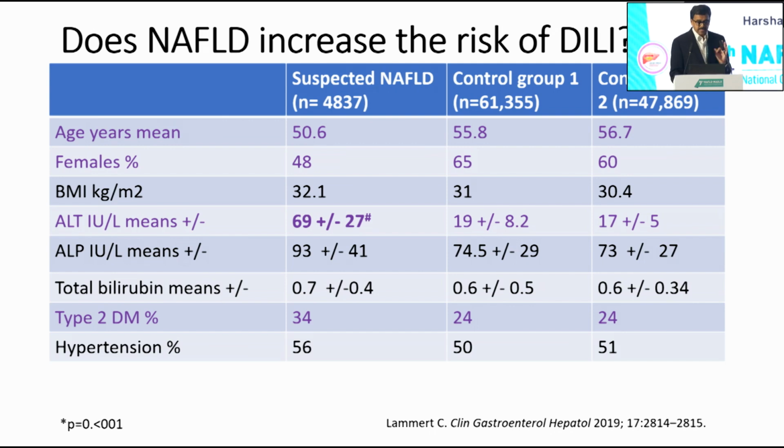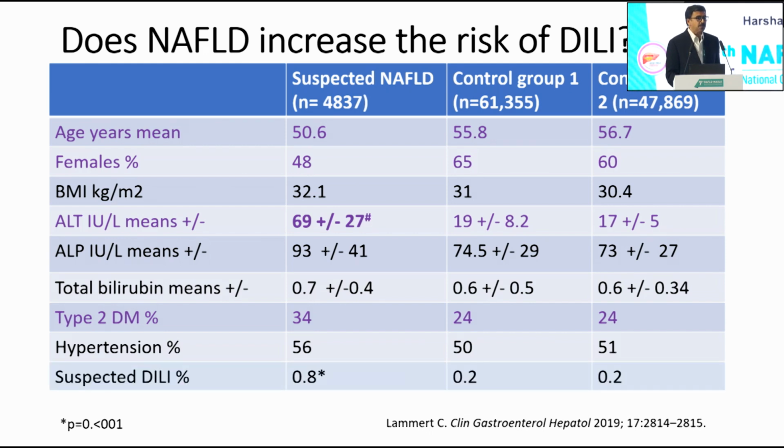Now, as I said, they had 2 groups, and you had the suspected or quasi non-alcoholic fatty liver disease. At baseline, they had an ALT of 69 compared to 19 and 17 in control 1 and control 2 groups. But importantly, you found that those patients who had suspected non-alcoholic fatty liver disease had an incidence of 0.8%. In other words, it was 4 times more than the control group.